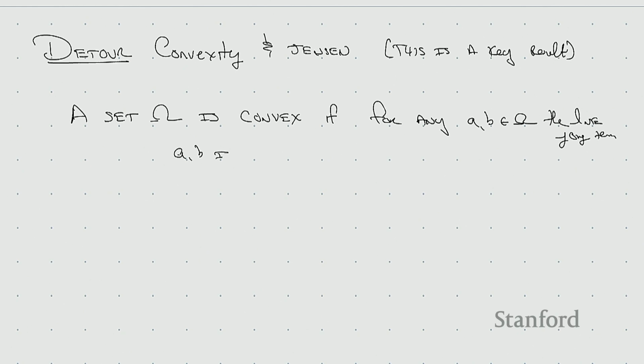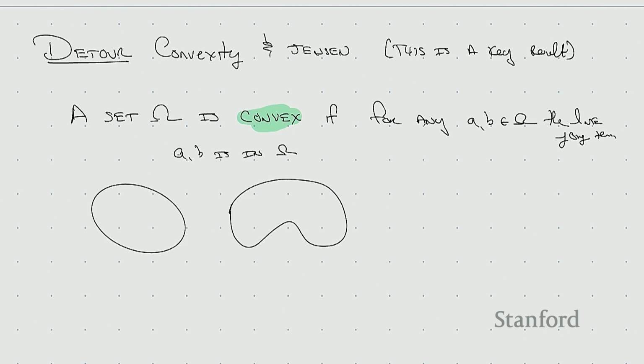AB is in omega. Okay, so let me draw this. Something is convex if the line joining them is inside them. If I take any two points in here, any A and B, and I draw the straight line between them, in Euclidean space so it's a straight line, then if it's convex, no matter which points I pick, the line between them is going to remain in the set.